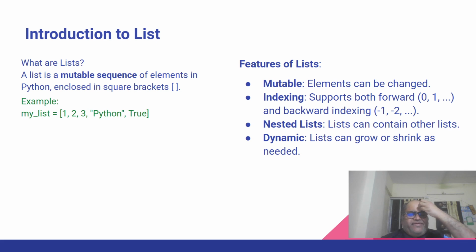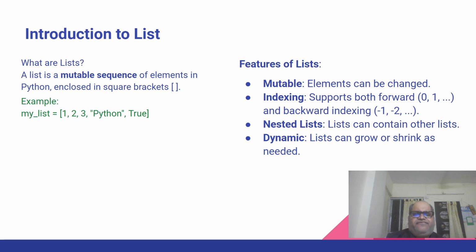Another important, flexible thing with list is it can handle heterogeneous data sets. So in my list, if you see, 1, 2, 3 are integers, Python is a string, and true is Boolean. So the same one list can handle a data set of any kind.